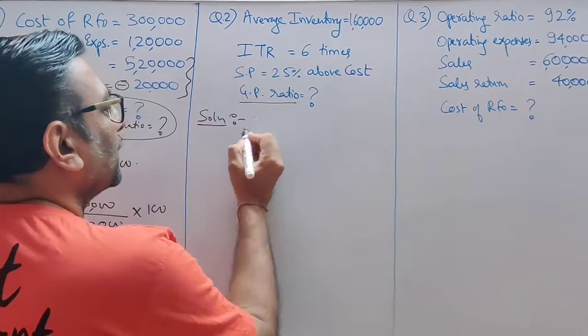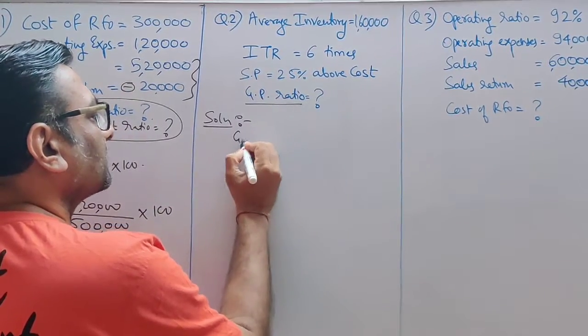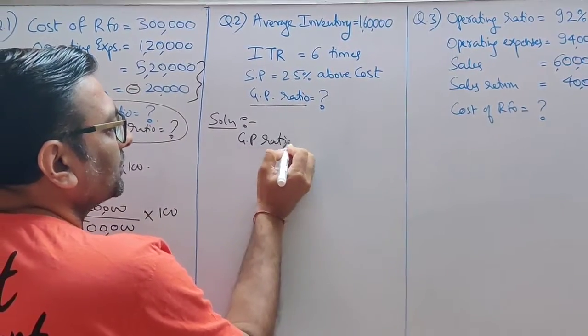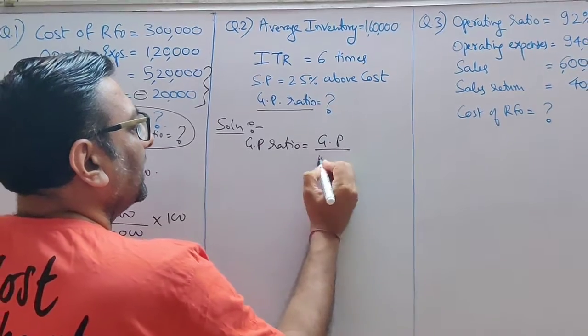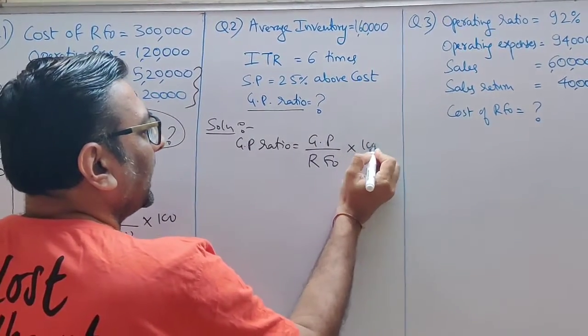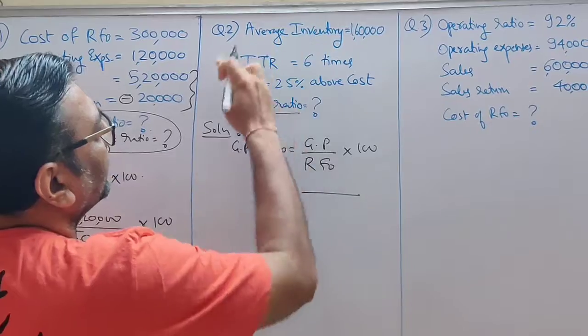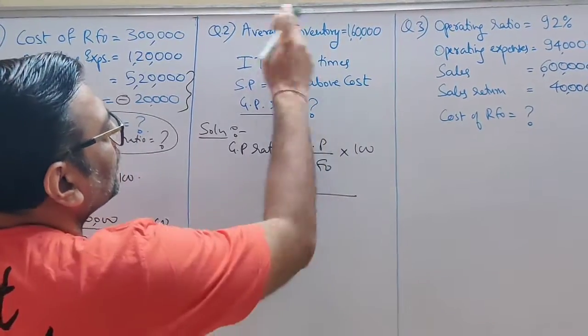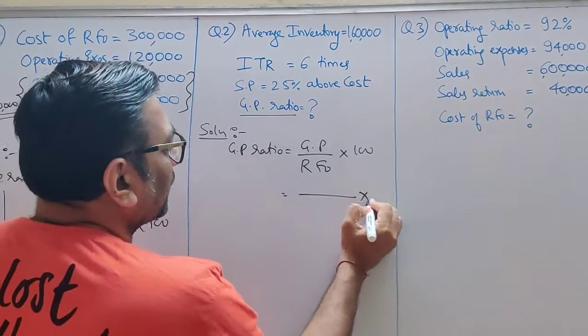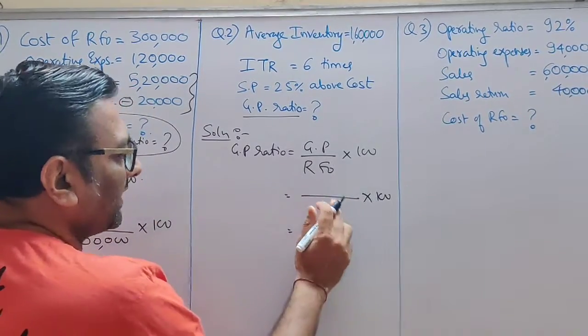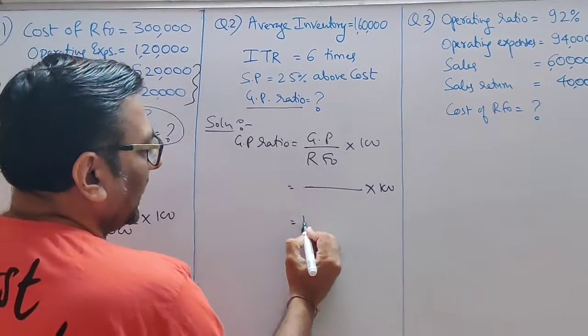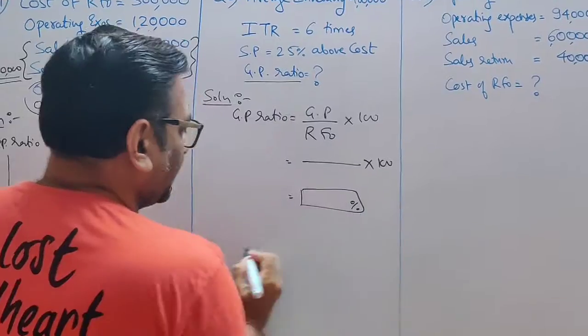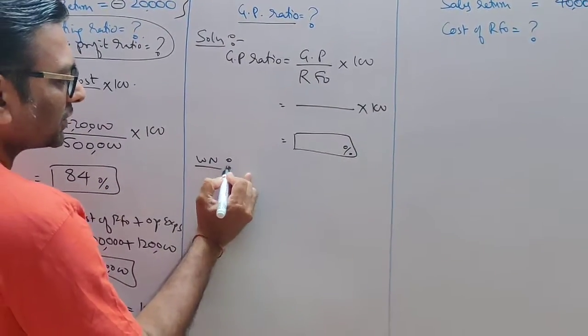Now, your answer will start with the ratio itself. What is the formula for gross profit ratio, students? Gross profit upon RFO into 100. Is gross profit given directly to you? No. Is RFO sales there? No. Okay, both values you need to find. For that I am going to do a working note. And your answer will be in percentage. Let's start with the working note, students.